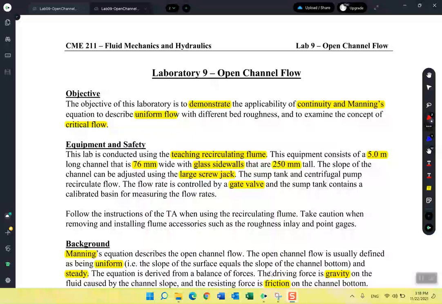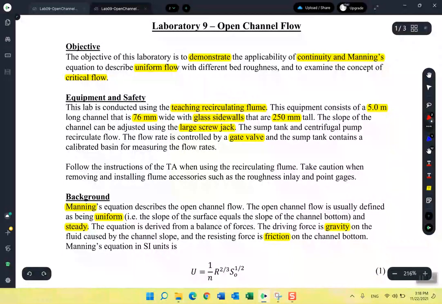Our lab today will be about open channel flow. In this lab, we are going to demonstrate the applicability of continuity and Manning equations to describe the uniform flow. We are going to use a teaching recirculation flume. It is 5 meters in length, its width is 76 millimeters, and it is 250 millimeters in height.